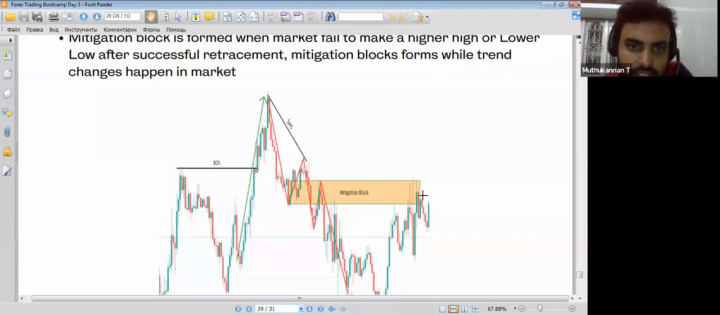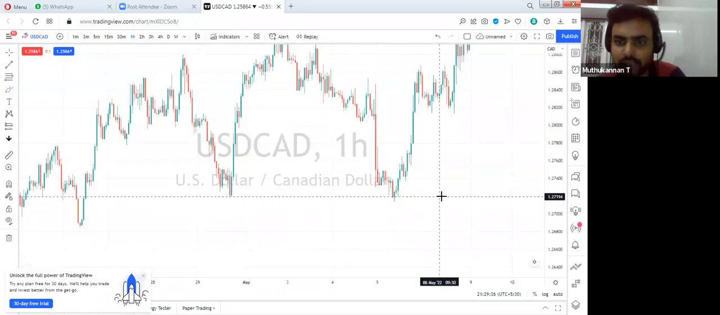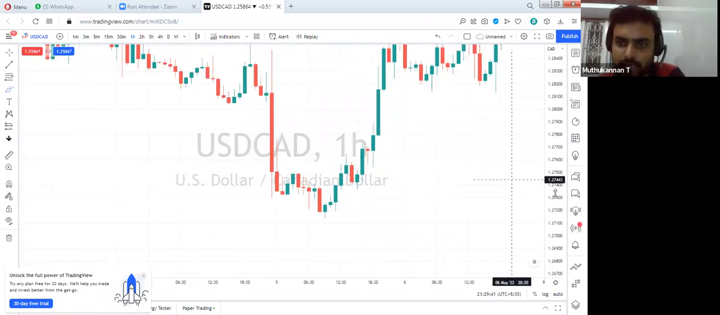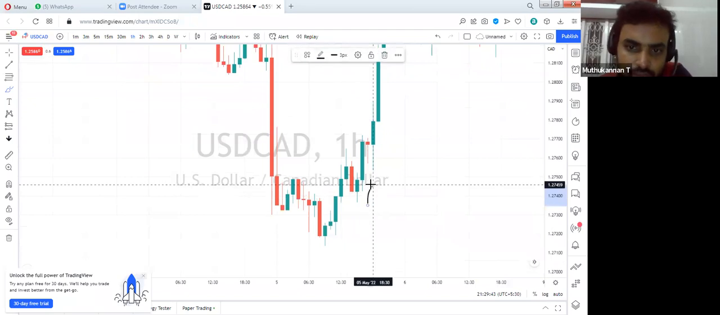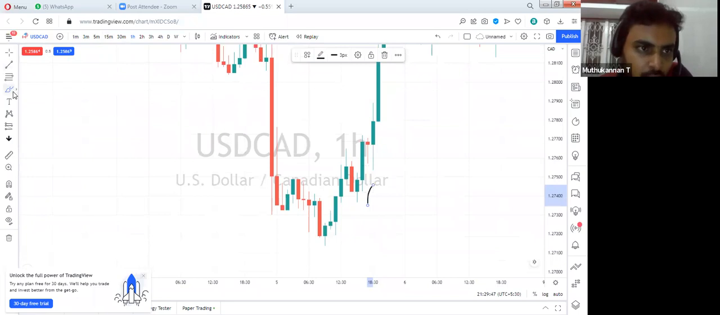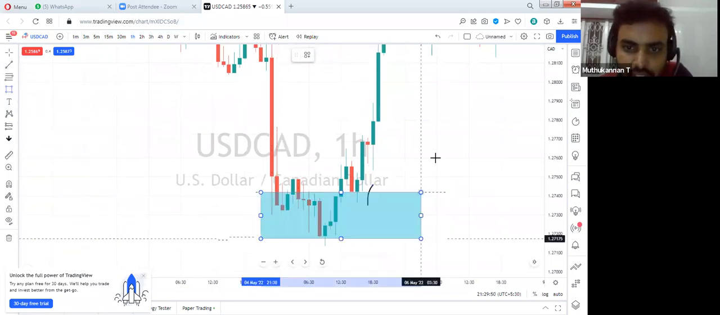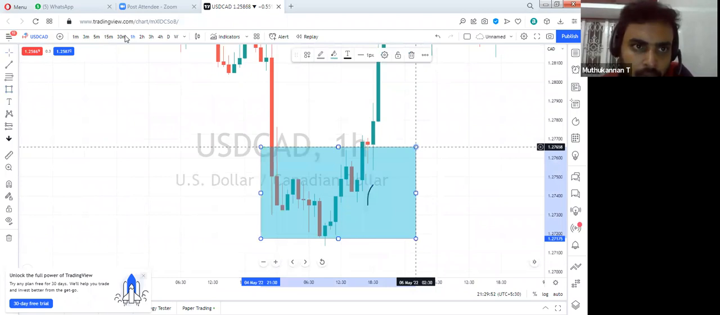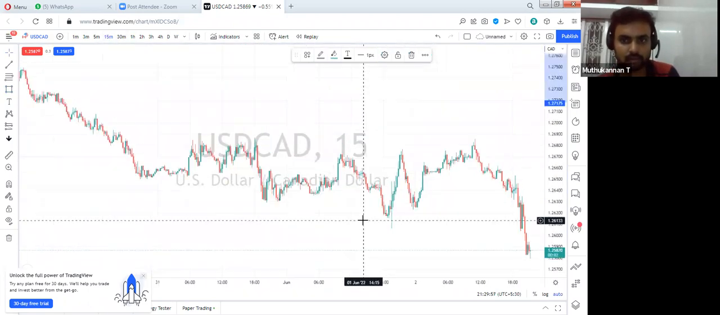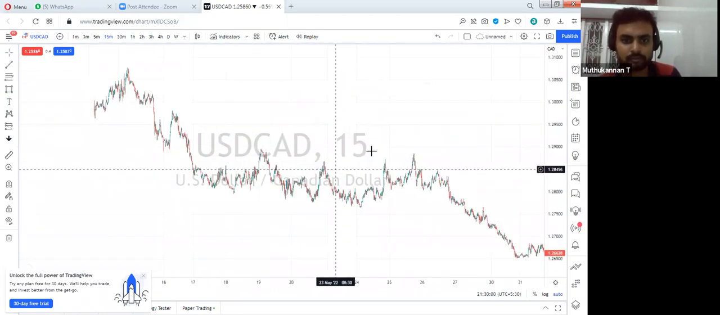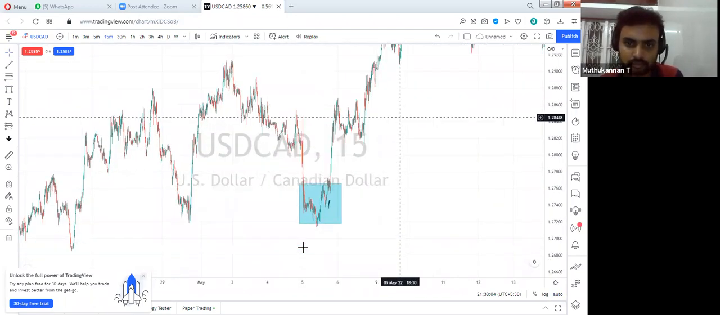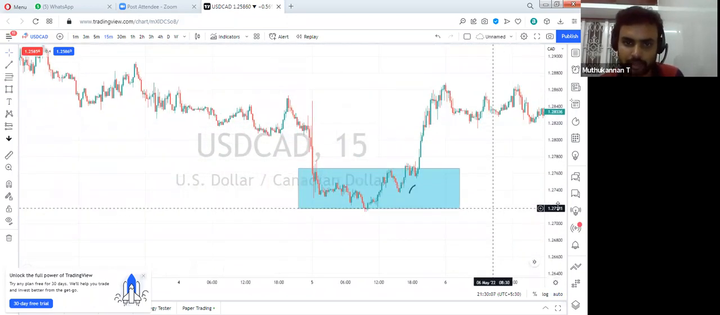Let me share this in a chart. Let's see, we have the example. Let us see here itself. Let's mark this first and go to a lower time frame so that we can see. Let's mark this entire area. I will go to 50 minutes so that you can see properly. Okay, now you can see here.